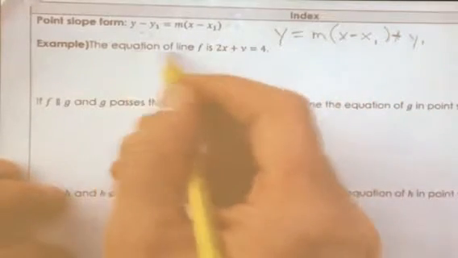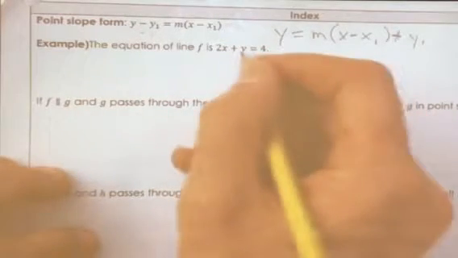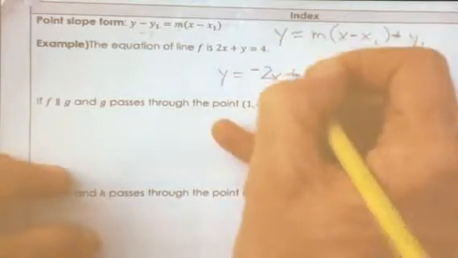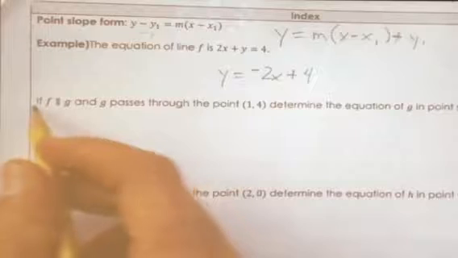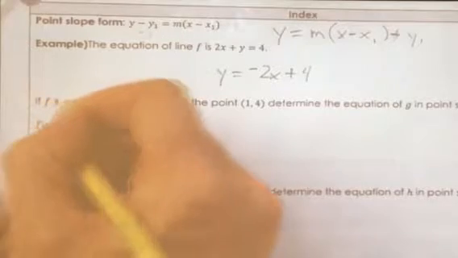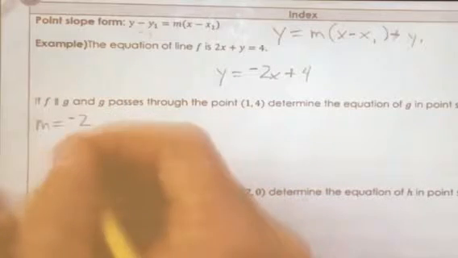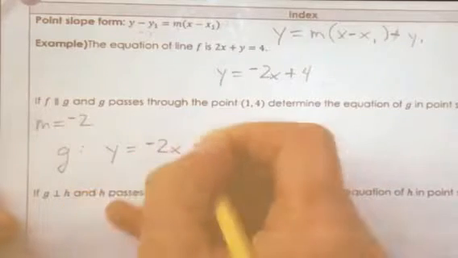Okay, it says the equation of line F is 2x plus y equal 4. Well, let me get that into y equal mx plus b form. Let me subtract 2x from both sides. Y equals negative 2x, because we subtracted 2x, then plus 4. And now, if F is parallel to G, that means same slope, so slope equal negative 2. So for G, we have y equals negative 2x plus b.